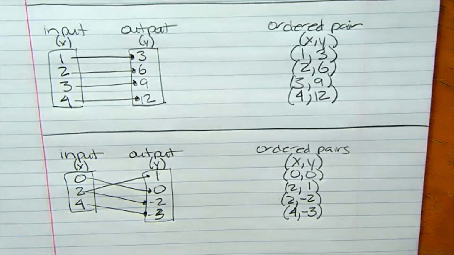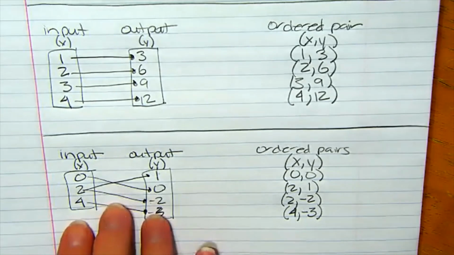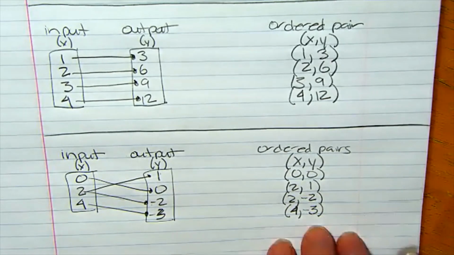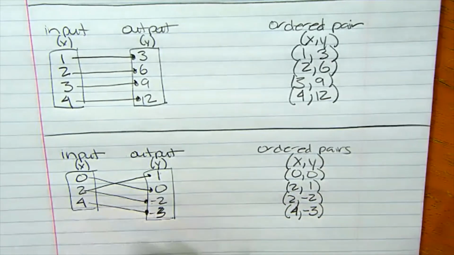So that is it for today's lesson. We are creating mapping diagrams from ordered pairs, or we are writing ordered pairs from mapping diagrams.